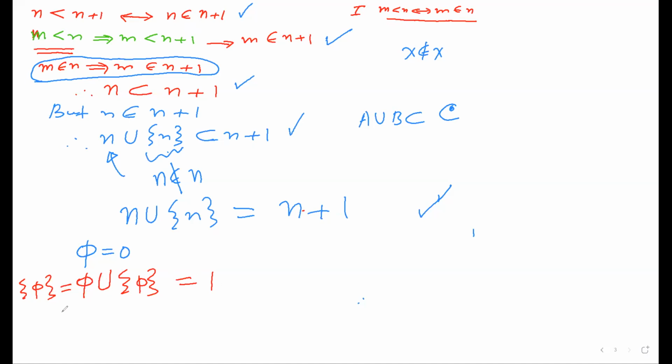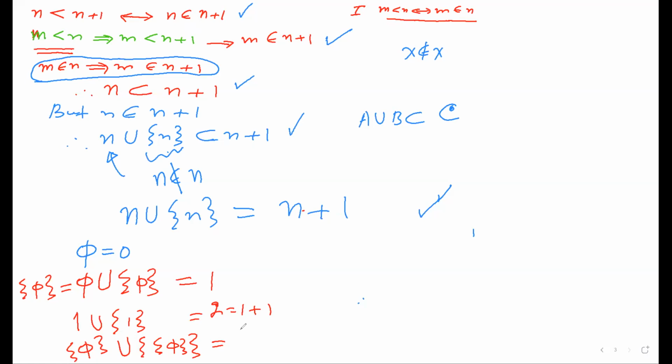So 1 equals this. So what is 1 plus 1? According to that, it will be 1 union 1. That is the empty set union the, what? That is what 2 is.